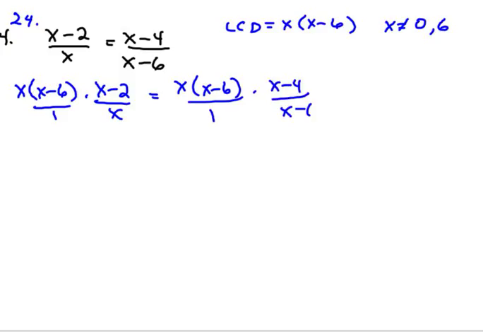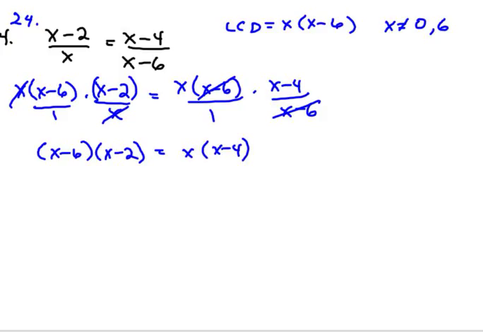Remember, after this step, you should no longer have any fractions, any denominators. So we'll cancel the x's here. That gives you x minus 6 times x minus 2, which you see is a binomial times a binomial, which will require that you FOIL. Here the x minus 6's cancel, you get x times x minus 4.